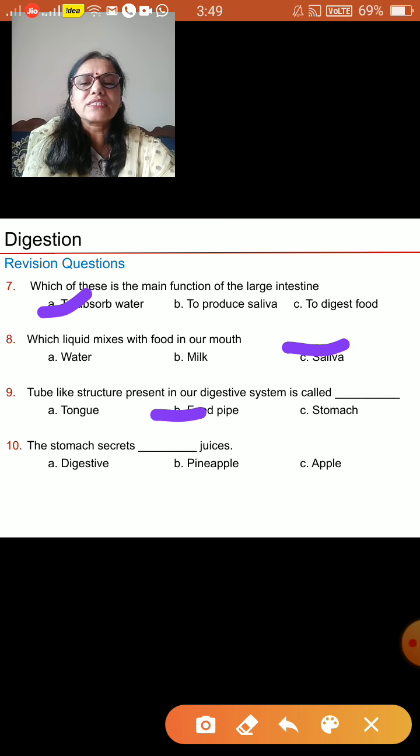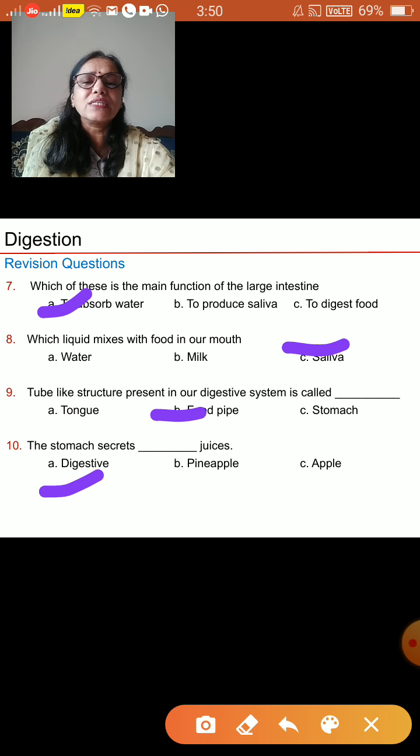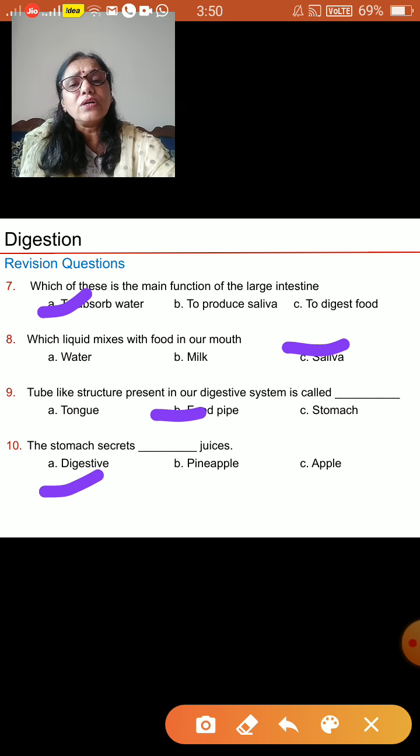Next one, the stomach secretes dash juices: digestive, pineapple or apple? Which is the correct option? Yes, obviously digestive juices. So digestive juices I am taking. So this is how you have to tick the answers, the MCQs. There you will click on the correct option. Here I have done it in this way. So now we will move to the next one.